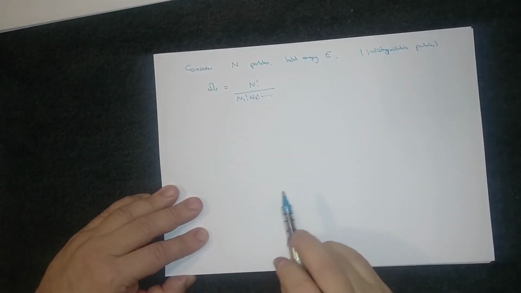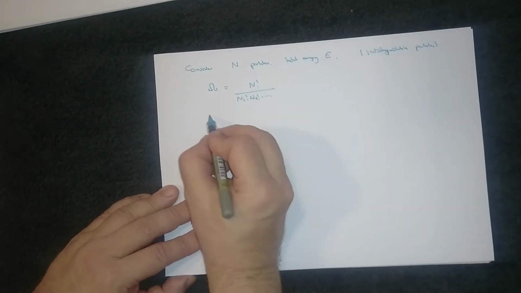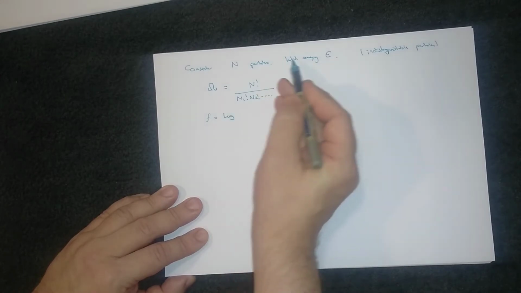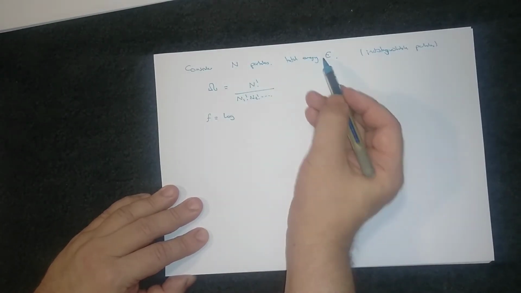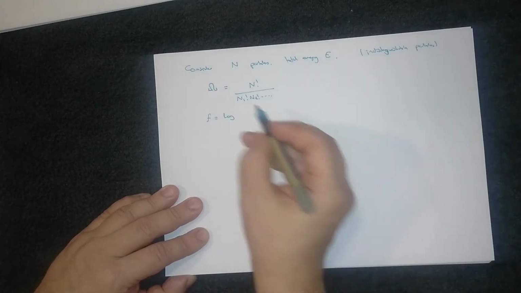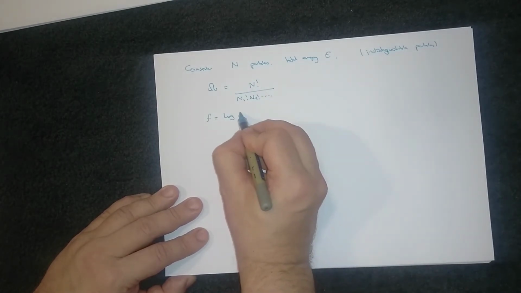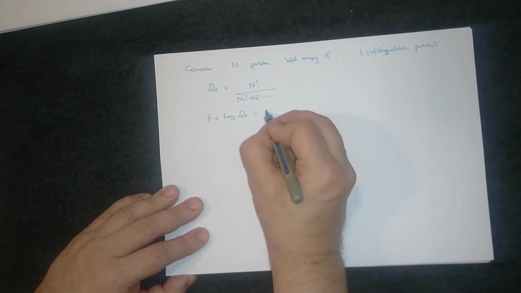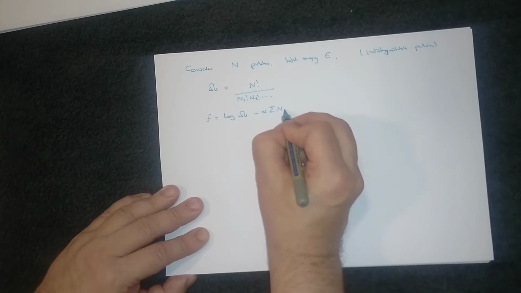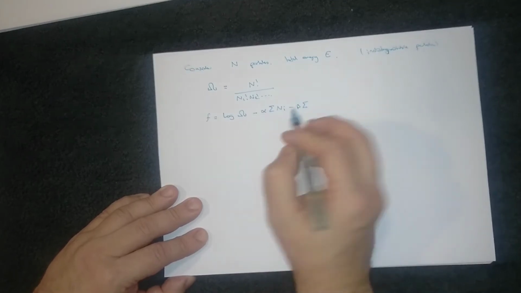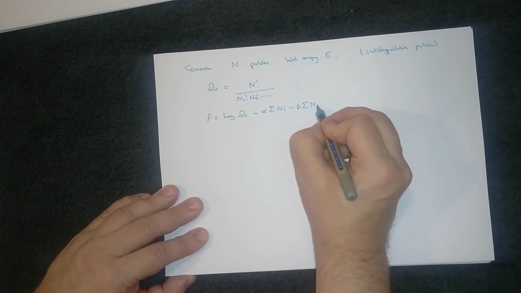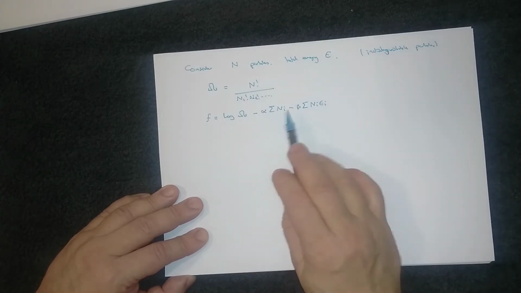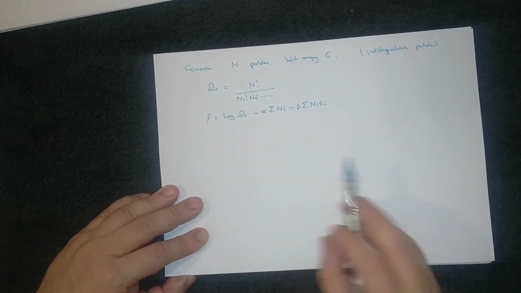We want to maximise this quantity subject to the constraints that the total number of particles is preserved and the total energy is conserved. So that's equivalent to maximising log omega subject to the total number of particles being constant and the total energy being constant. So these alpha and beta are Lagrange multipliers.